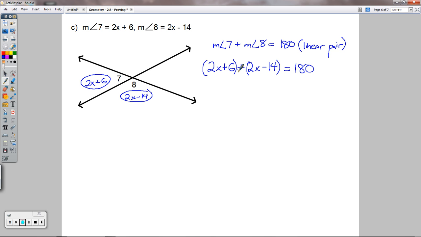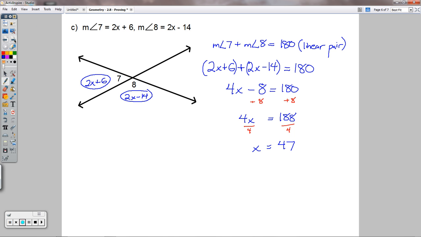And so from there, I'm just adding these two things together and not multiplying, so just combine like terms. 2x plus 2x, you've got 4x, and you've got positive 6 plus a negative 14, that's 6 minus 14, that's negative 8. And then I could add 8 to both sides. That would leave me with 4x equals 188. And finally, I could divide both sides by 4. That would leave me with an answer of 47 for the value of x.